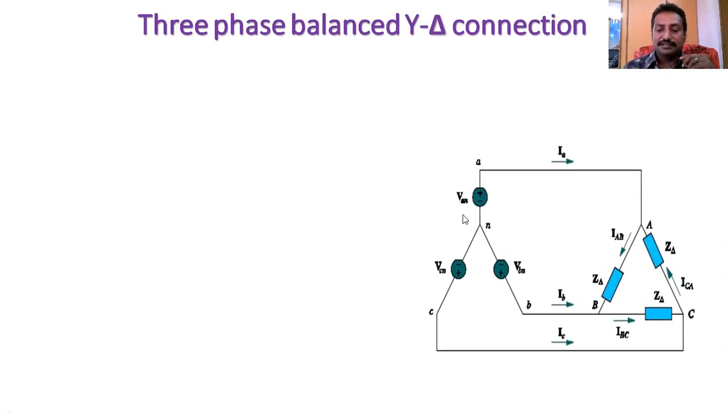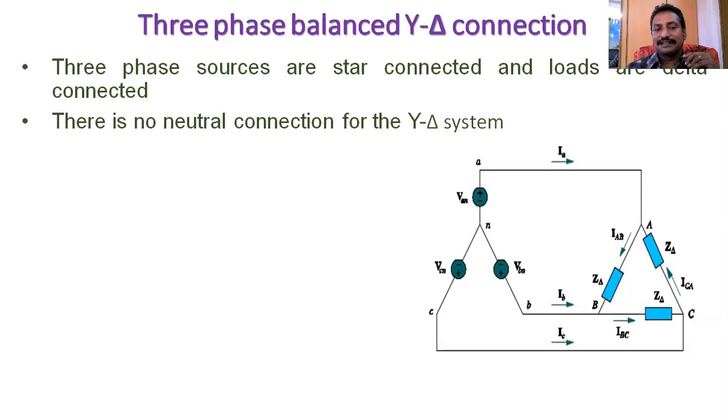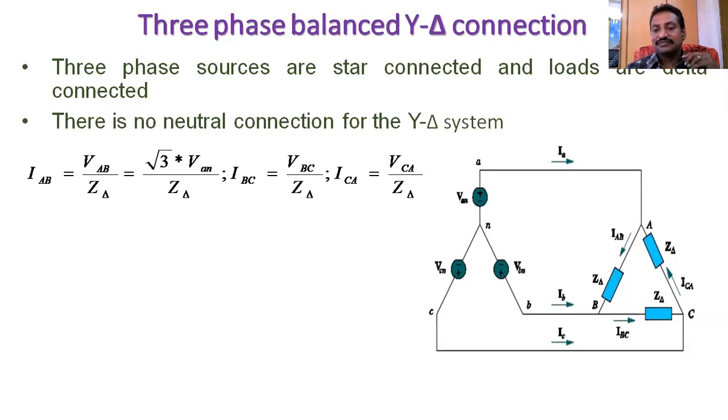And we'll come back here. So we want to analyze three-phase sources are star connected and loads are delta connected. There is no neutral because of this star and delta. We'll come back similarly. We want to calculate IAB, so VAB by Z delta. But this VAB is not equal to V phase. Because of this, it's nothing but the VL. VL is equal to root 3 into V phase.